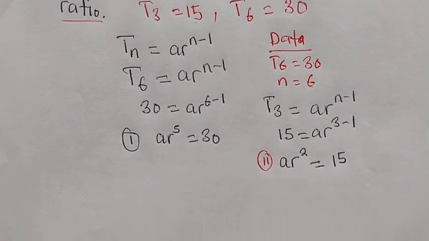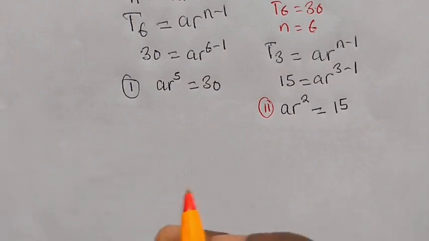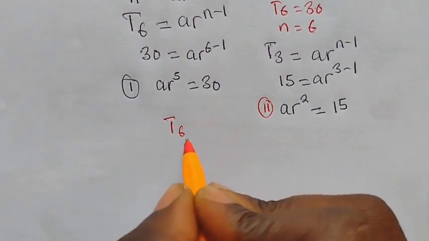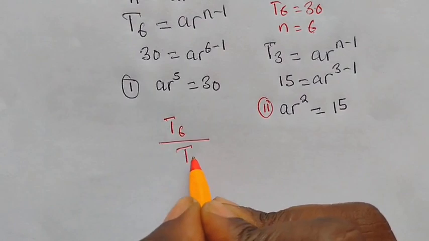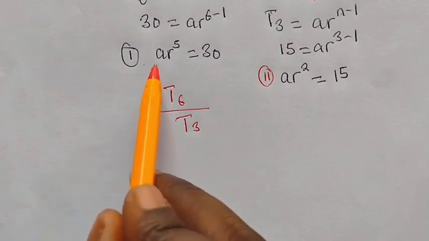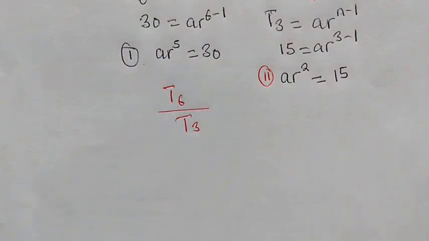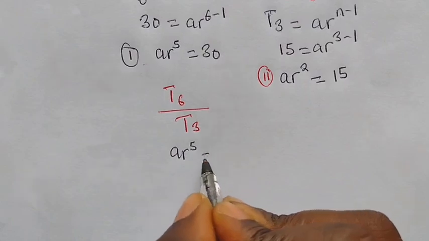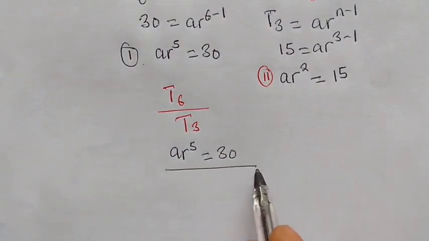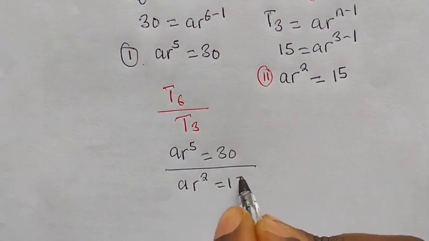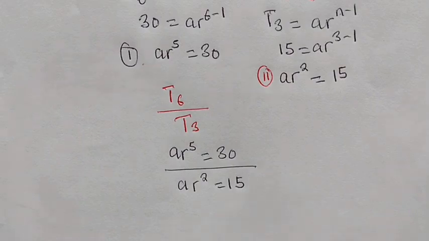So from here, what you need to do is you just need to divide, where we say T6 over T3. So we'll get the equation 1 for term 6, which was this one. So write ar power 5 equal to 30 over ar power 2 equal to 15, like this. Then from here, we just need to work it out.